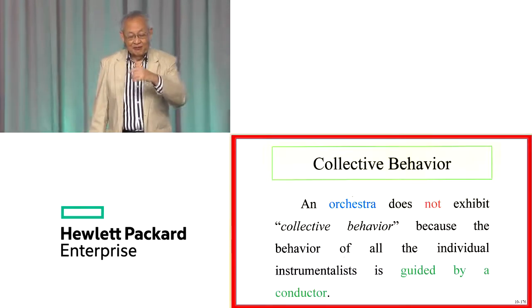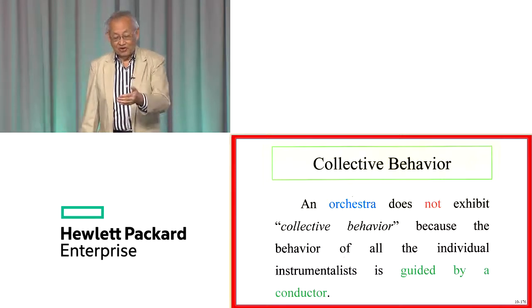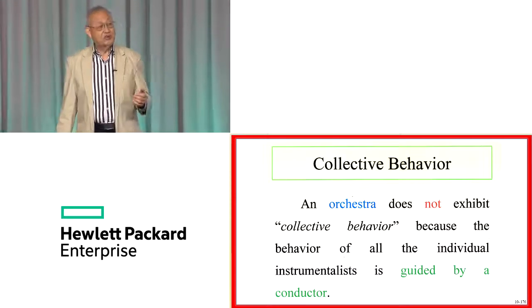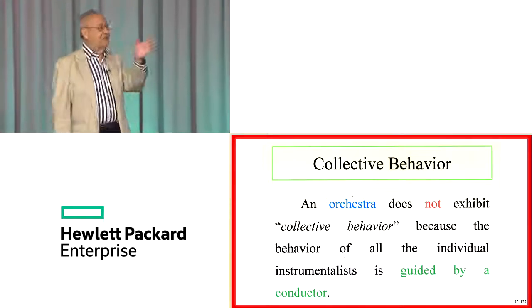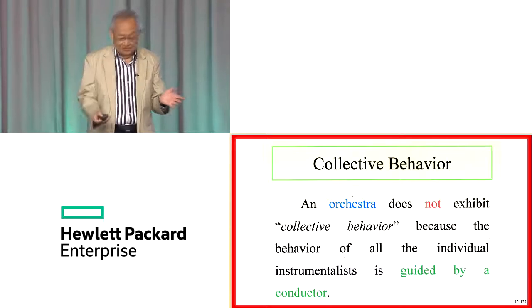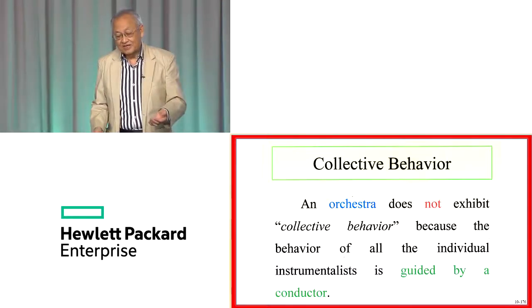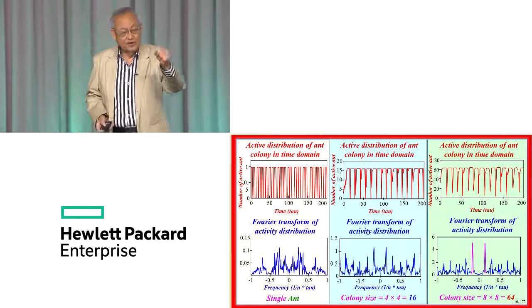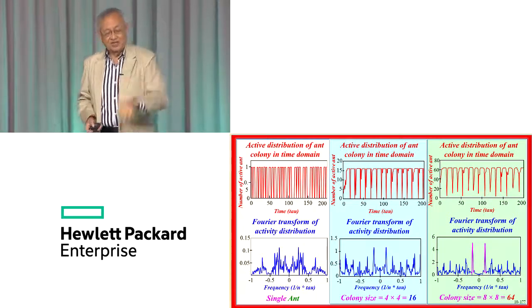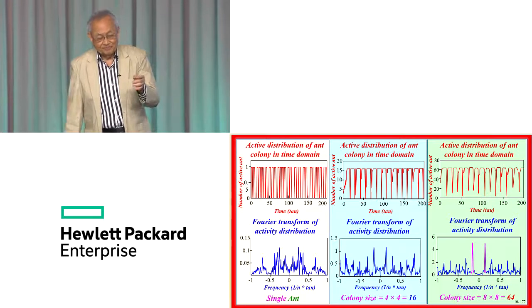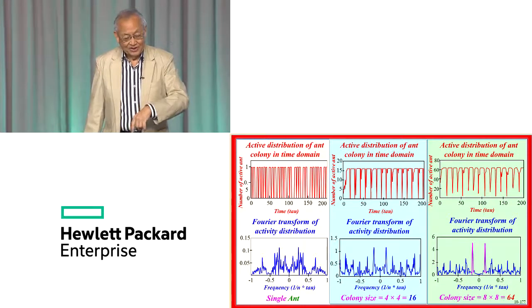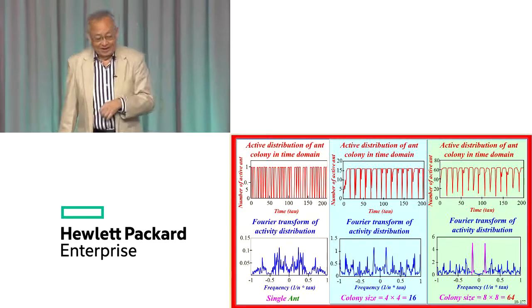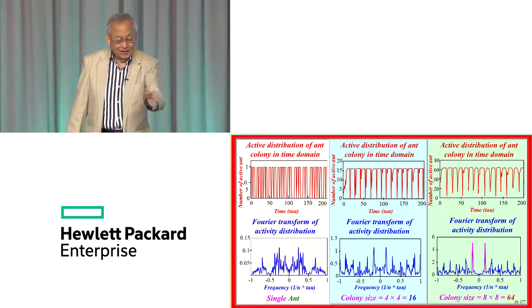In contrast, what is not collective? For example, an orchestra does not exhibit collective behavior because the behavior of all the individual instrumentalists is guided by a conductor. So you have to follow the conductor. Well, the ant, there's no conductor, okay? These are collective things. It's just that once you reach the threshold of local activity or edge of chaos, boom, you have interesting thing. This is a paper published some years ago from my lab, actually, and Professor Roska's a colleague. And we start with, on the left, one ant.